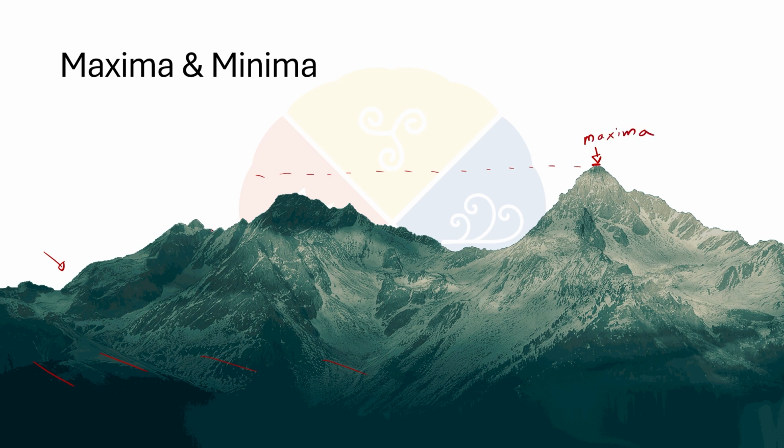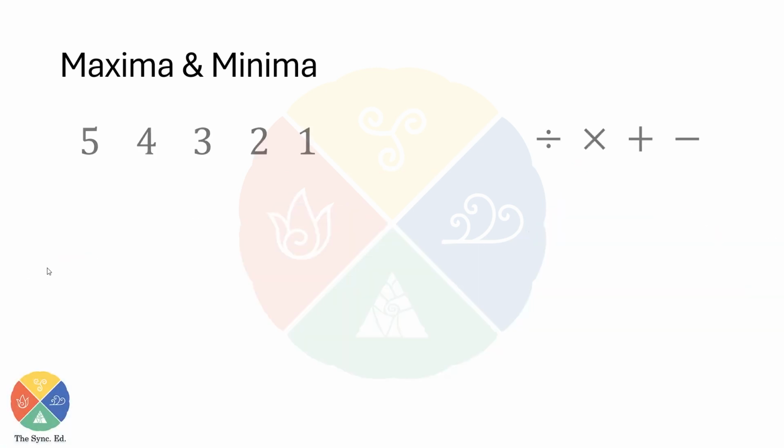Now similarly, if I ask you which is the lowest point in the silhouette, you can find that point is somewhere here because there is no other point which is lower in height than this point in the silhouette. So I can call it minima.